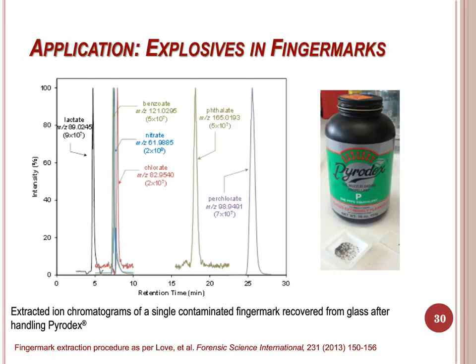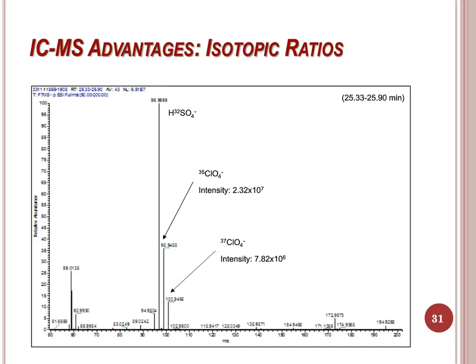One of the advantages of mass spec, and in particular high-resolution mass spec, is the ability to detect isotopes, which can assist in analyte identification. This slide shows 2 intense ions for chlorine-35 and 37 contributions for perchlorate in contaminated finger mark extracts in an approximate 3:1 ratio as expected with chlorine isotopes.